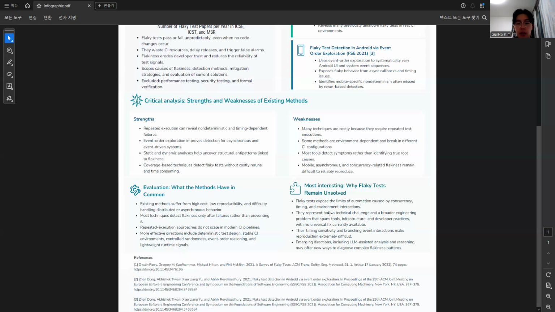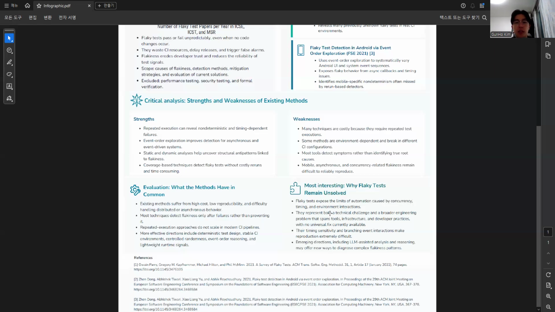More promising directions include deterministic test design, stable CI environments, controlling randomness, event order reasoning, and lightweight runtime signals, which could help reduce flakiness at the source rather than reacting after the fact.